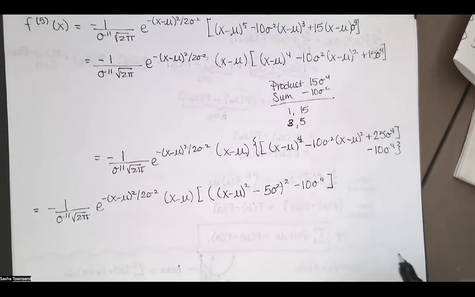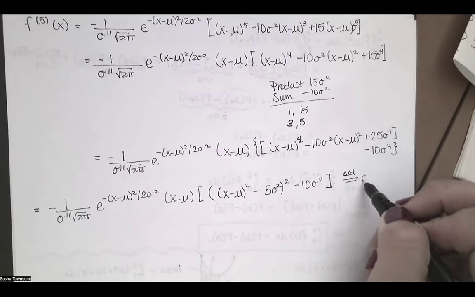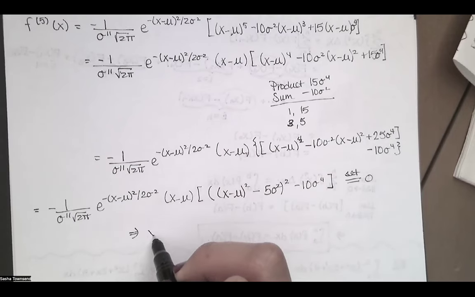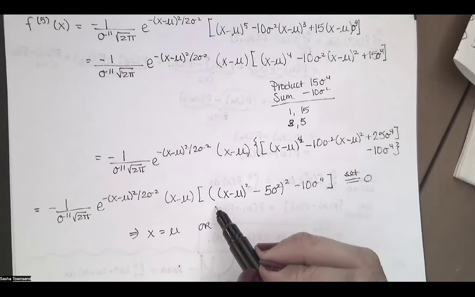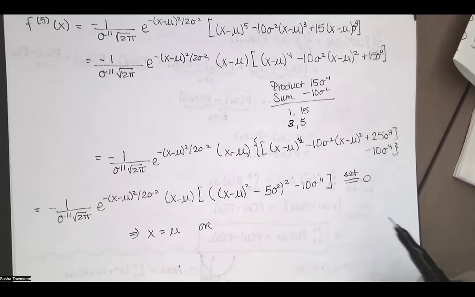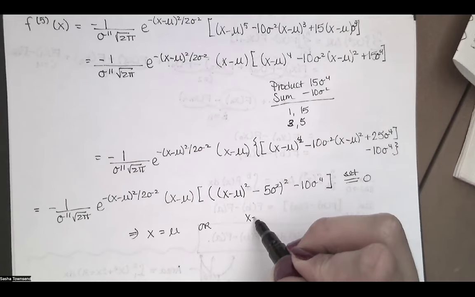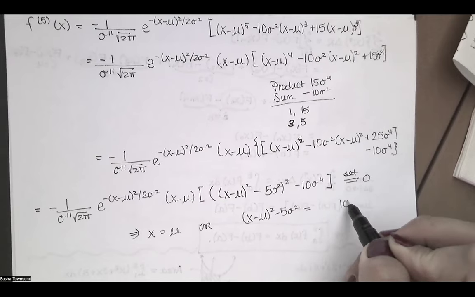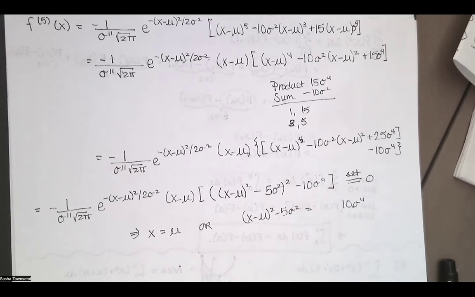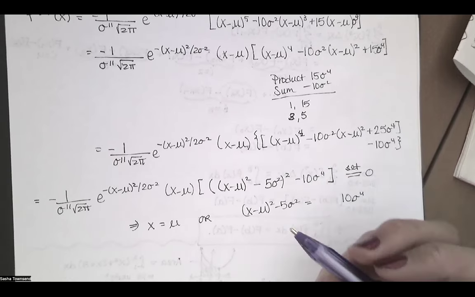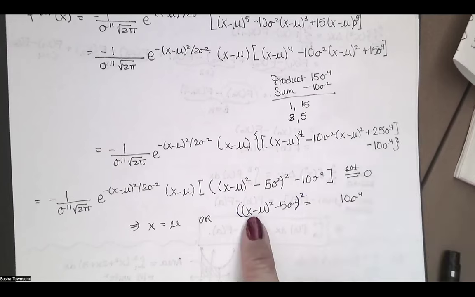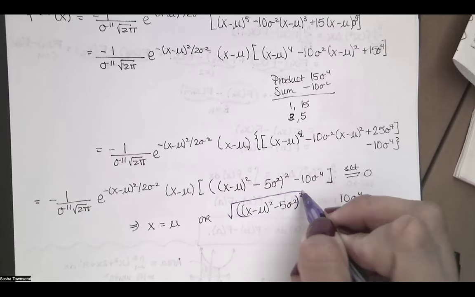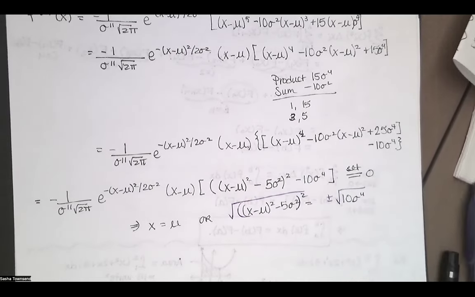And say, okay, well, when is that 0? Set this equal to 0 and solve for x. Well, this is never 0, this is never 0. This is 0 when x equals mu, or this expression is 0 when this perfect square equals that 10 sigma to the 4th. Now, if I'm trying to get x by itself, in order to get rid of that squaring function, I need to take the square root of both sides. Don't forget your plus or minus on the right.